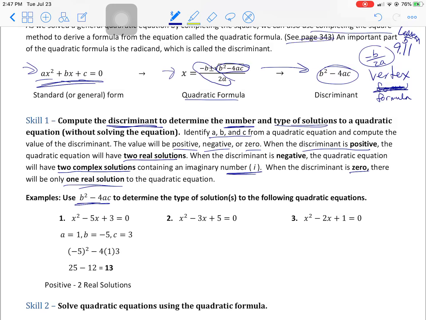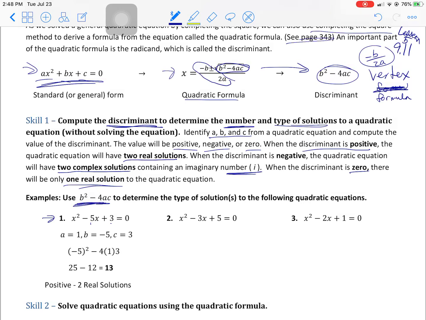So here are some examples using the discriminant to determine the type of solution of the quadratic equation. So number 1, there's a quadratic equation. Notice there's nothing in front of the x squared. By now you know nothing in front is actually 1 in front, right? There's a numerical coefficient of 1 that you don't see sitting there. The b is your negative 5, and your c is the 3, okay?